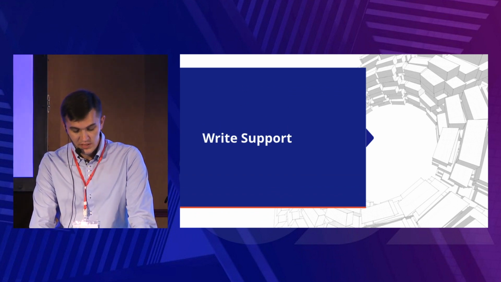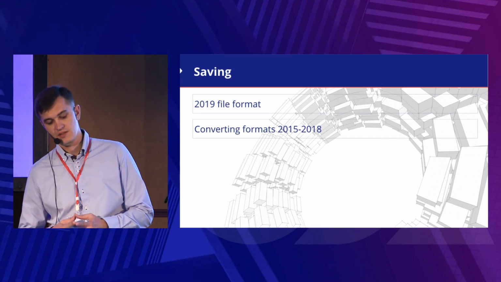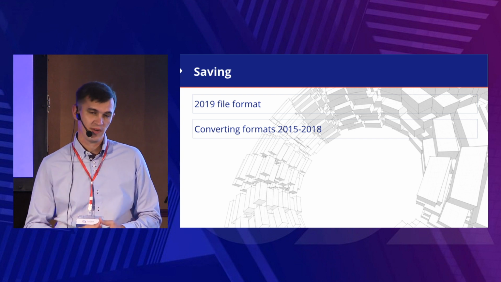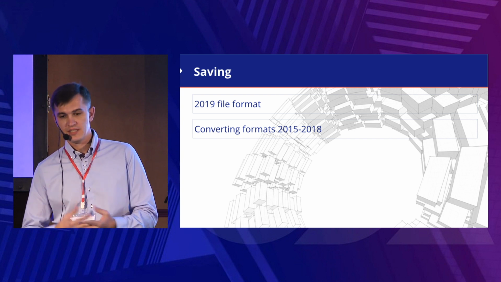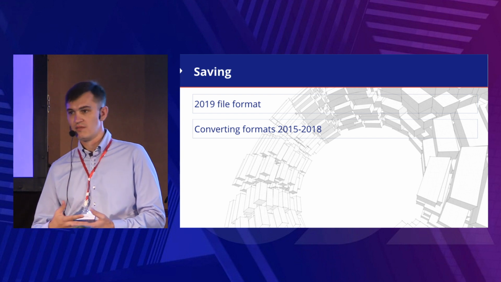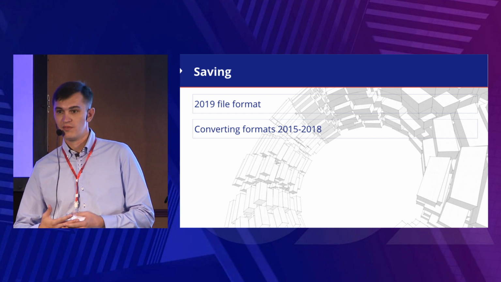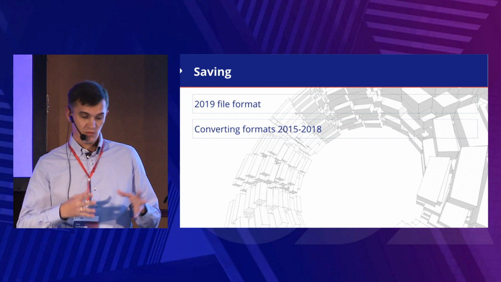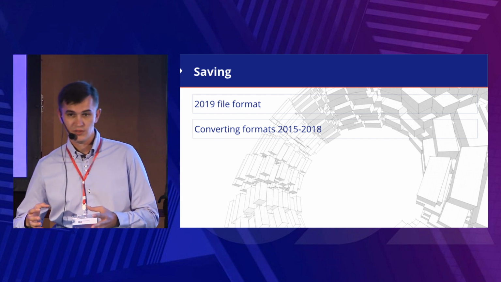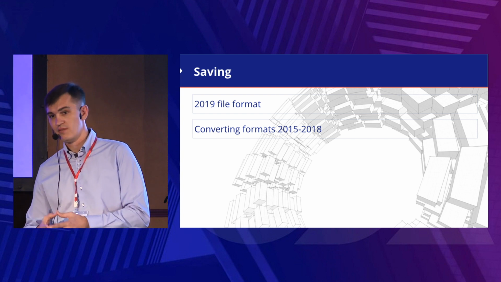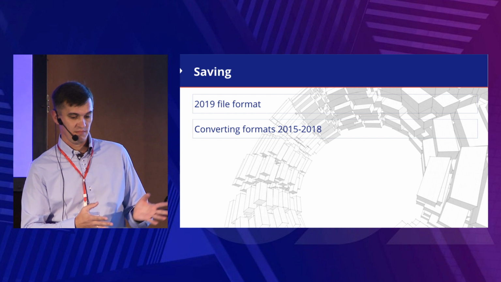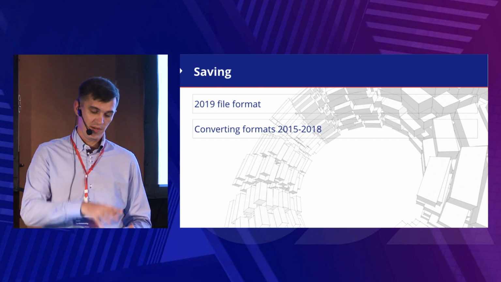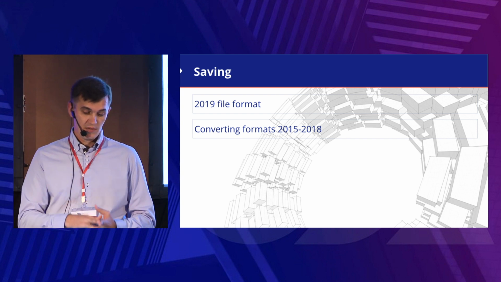I would continue with writing support. It has beta status now, and for writing the latest file format is also very important. We are saving only the latest file format, so this means when we change our base file format, we will save only the new file format. Currently we save the 2019 file format. So converting is also important, because if we can convert a file to the latest, we can save it. Currently we have an implementation for conversion starting from 2015, so you can open any file starting from this file format and save it to the latest.